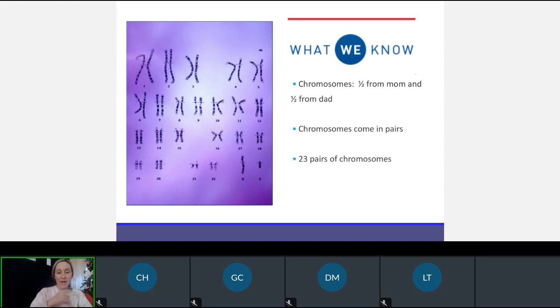So what we know is half of those are from mom and half of those are from dad. We just reviewed those haploid cells. And our chromosomes come in pairs. We kind of know that again from last unit, right? In mitosis, during cell division, our chromosomes that were the same met together and paired up.